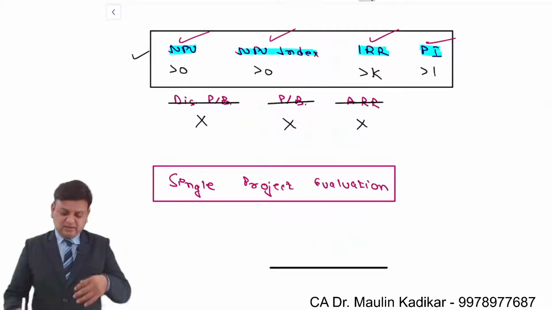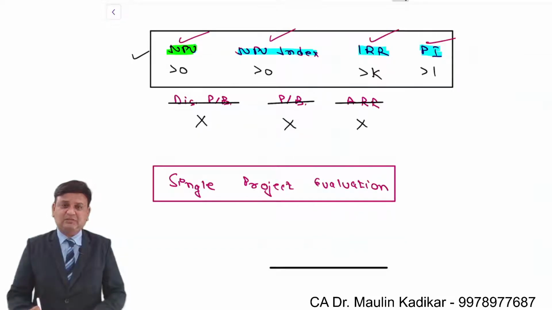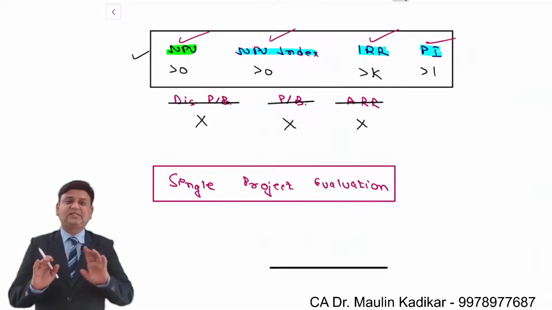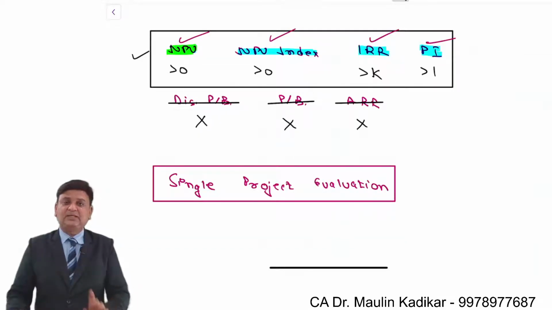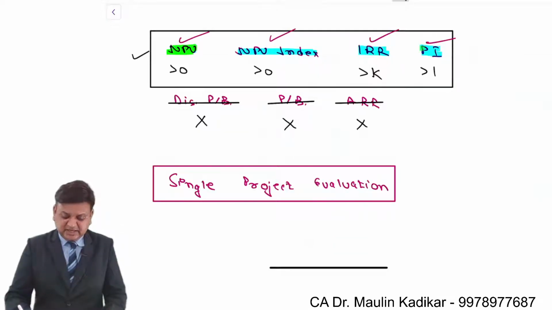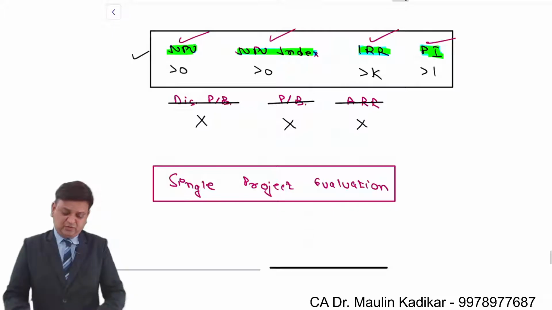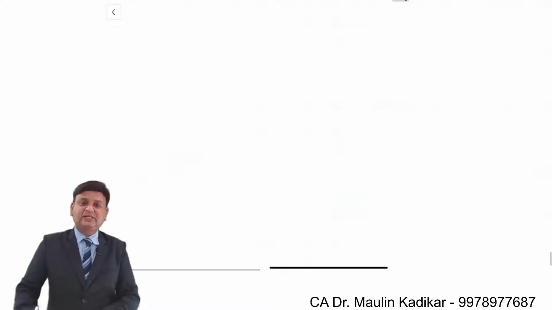Now generally we adopt NPV criteria for the purpose of decision making. The only reason is that it is simple to apply. There is no other technical reason. If a student wants to ask me, sir, can I use the PI criteria? The answer is yes. Can I use IRR criteria? The answer is yes. Can I use NPV index criteria? The answer is yes. However, usually we adopt NPV criteria for the purpose of decision making. That is what we understand.